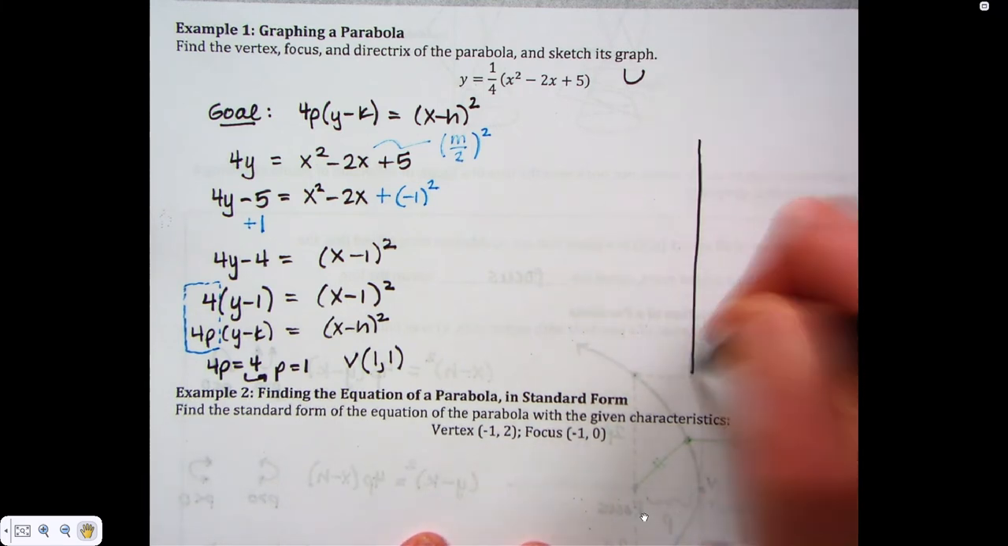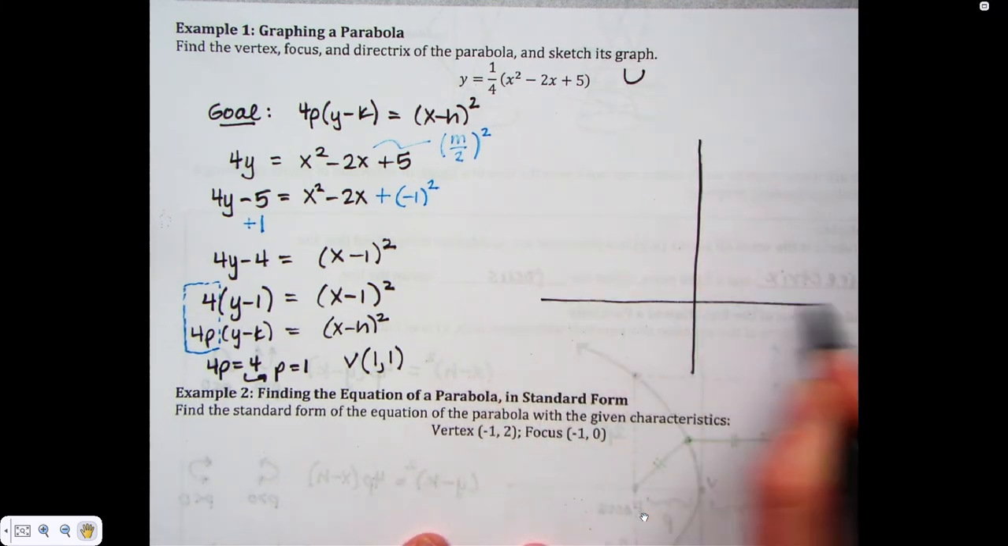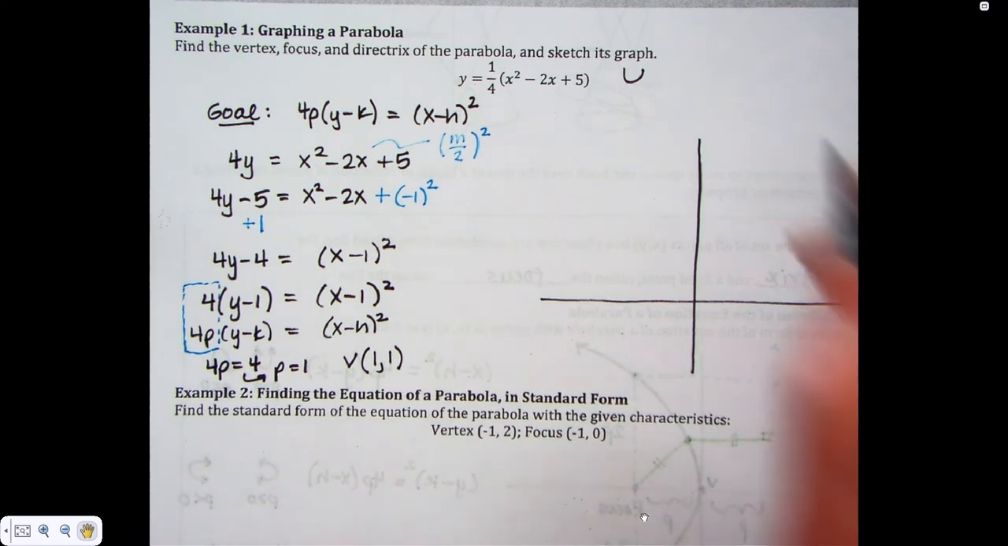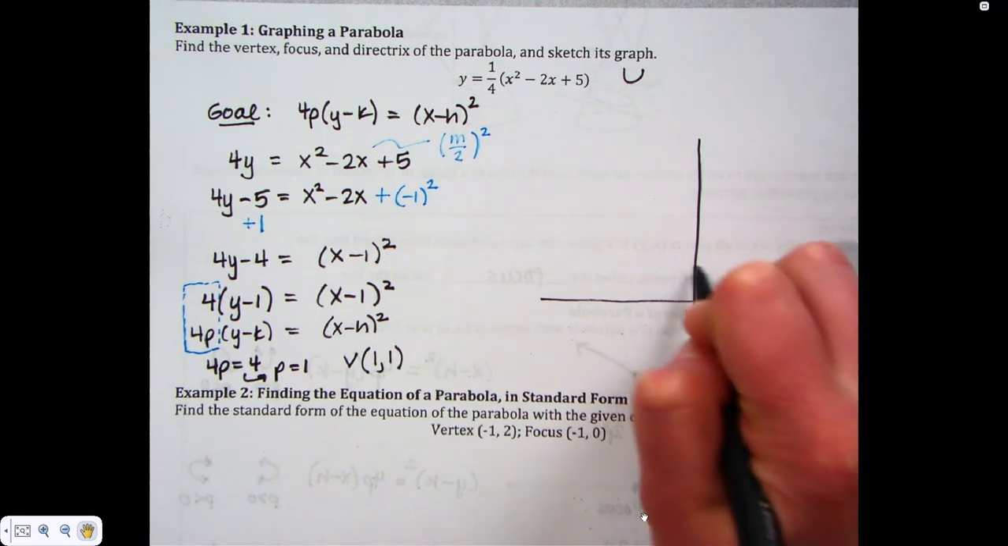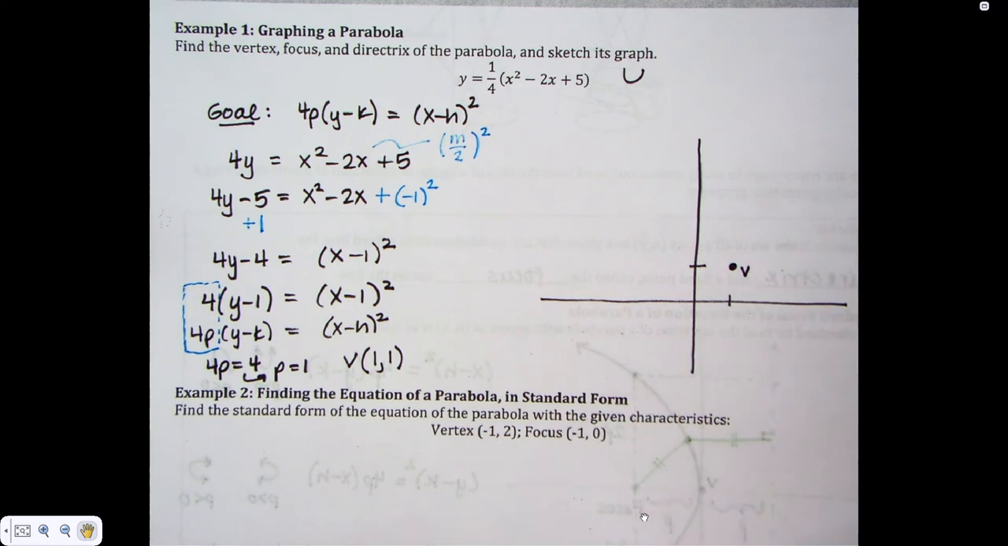Let's start with our vertex. I'm going to zoom in a little bit because I know where this one's going. My vertex is at the coordinate 1, 1. We'll put a V here for vertex. And then think about that image. I'm going to go ahead and count a p-value.